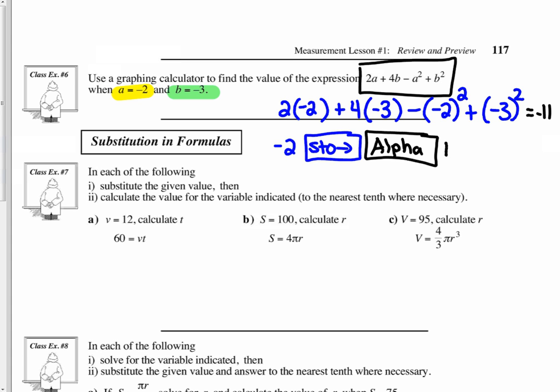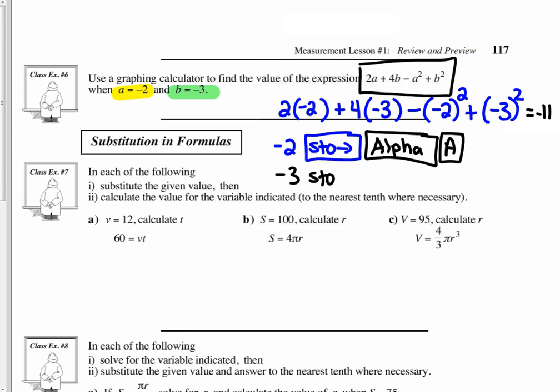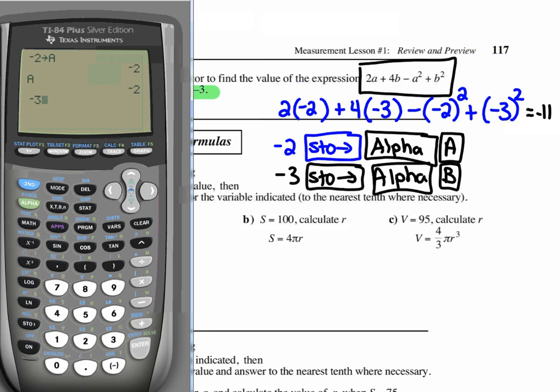Now we also want to store B, right? So what would I type first? Negative 3, store alpha B. And where is B? Beside A, logically, yes. It's not like a regular keyboard. It's in alphabetical order. So alpha B, enter. You have to push enter. I should write that in.